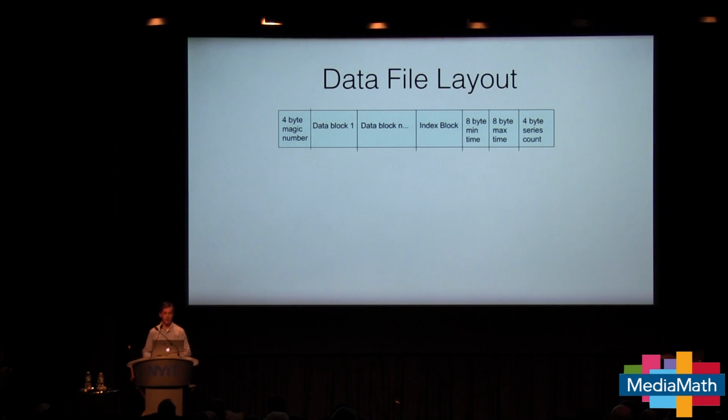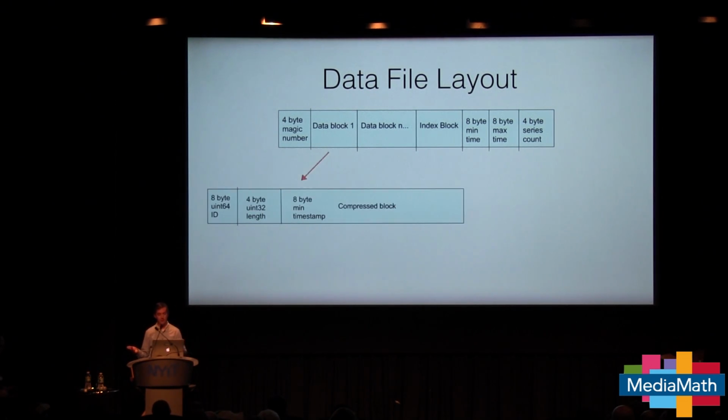So let's look at the layout of the data files. This is what they look like. Again, it's very similar to an SS table. We have a byte sequence at the beginning that identifies it as this type of file. We have compressed data blocks. Then we have the index block, a min time, a max time, and the count of the number of unique series that are contained within this file.